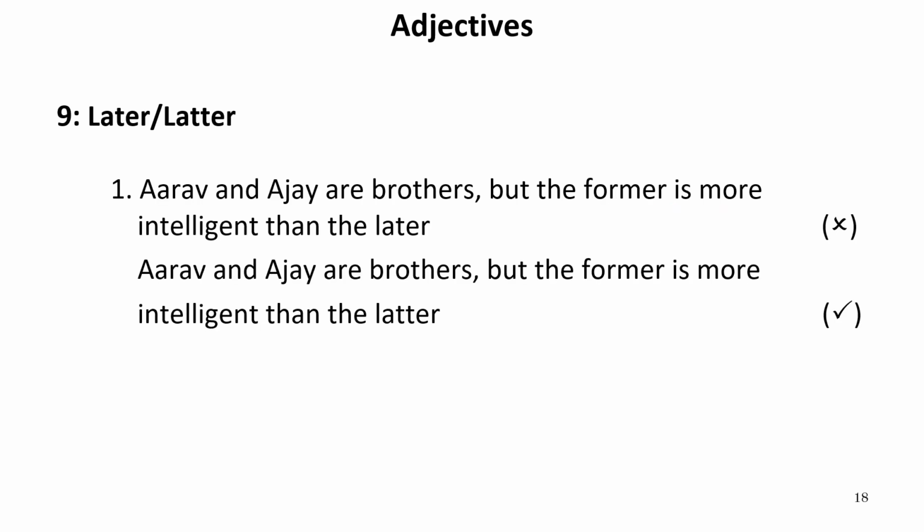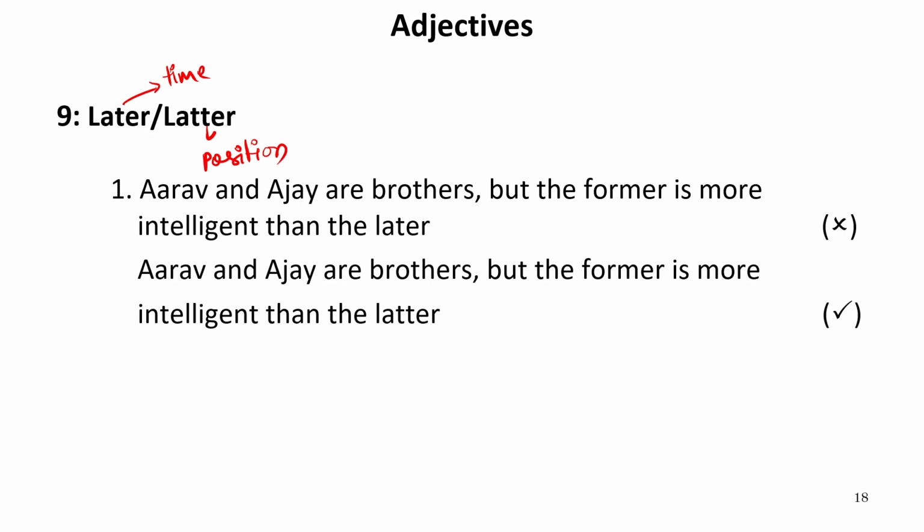Now we have important words like later and latter. Later is used for time, whereas latter is used for position. What is the difference between these two words? Let us discuss. Later refers to when something is afterwards, or some action takes place afterwards. For example, if I say I'll call you later, it means I'll call you after some time. So later means afterwards, after some time.